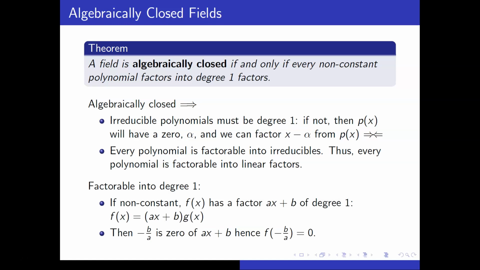The reverse is also true. If everything is factorable into degree 1, I take a non-constant polynomial, it has to have a factor, some ax plus b, so I factor that out. When I do that, negative b over a is a 0 of this, so I can just plug that in and I get 0. So it has a 0 in the field, that makes it algebraically closed. So those two things go hand in hand.